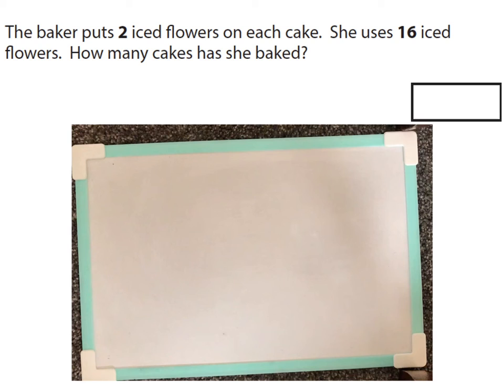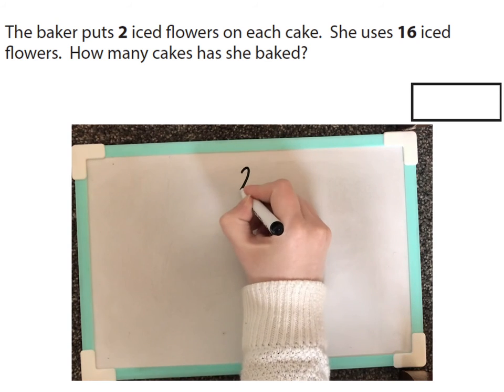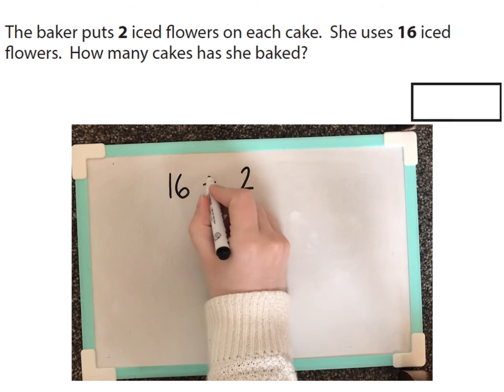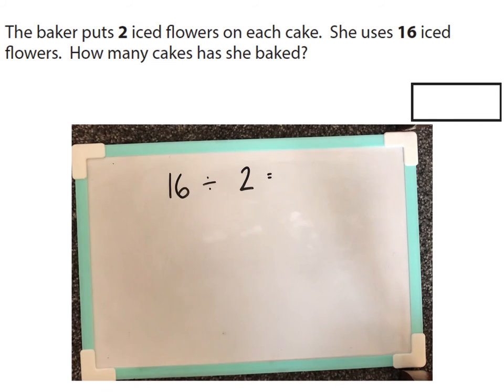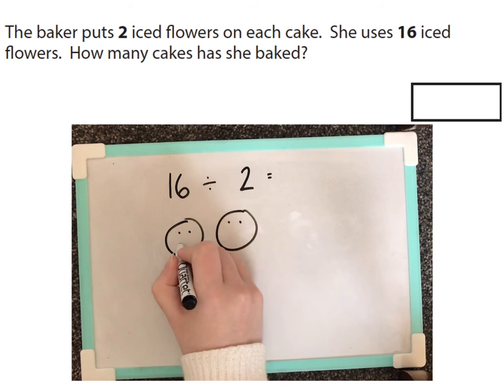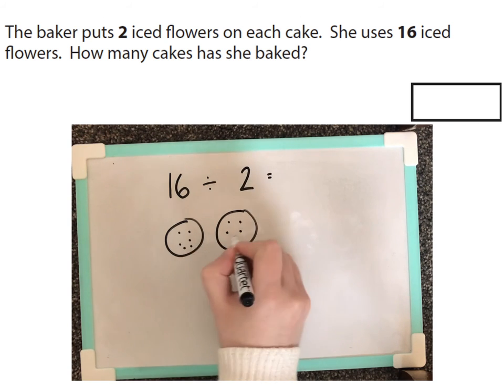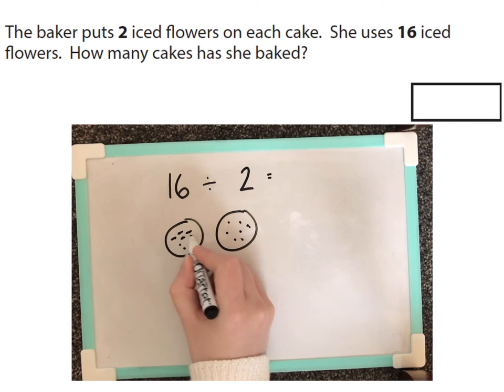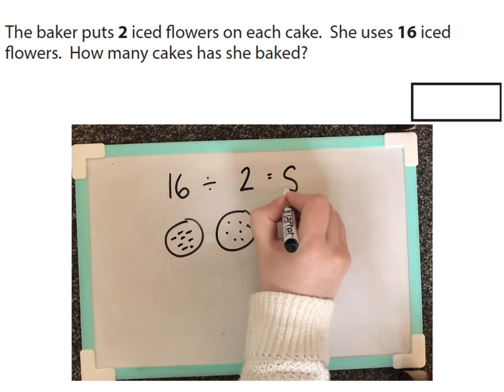The baker puts 2 iced flowers on each cake. She uses 16 iced flowers. How many cakes has she baked? We've got the number 2 there, so I want to write that. And we've also got the number 16. You can see they're nice and bold. So we've got 16 and 2. It wants to know on each cake, so we are dividing. 16 divided by 2. So I draw 2 circles and I share 16 into them equally. Then I count how many are in one group. 1, 2, 3, 4, 5, 6, 7, 8. So my answer is 8.